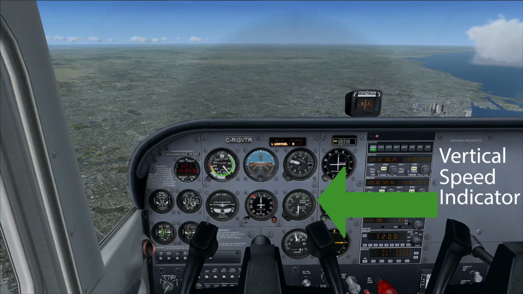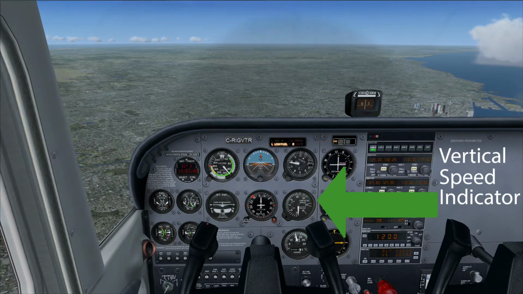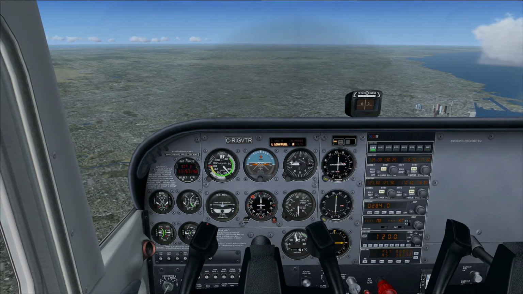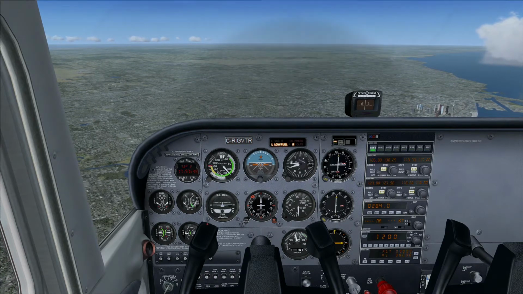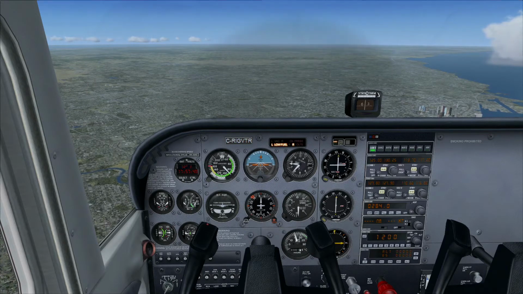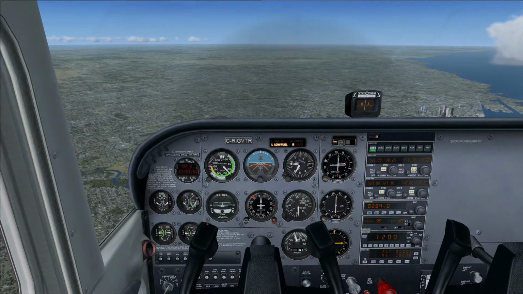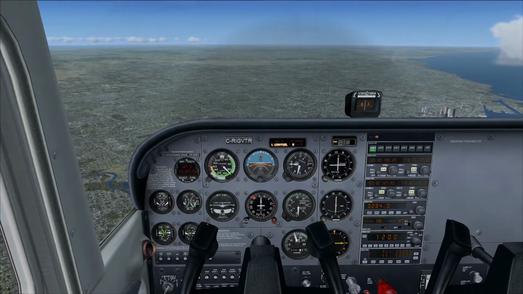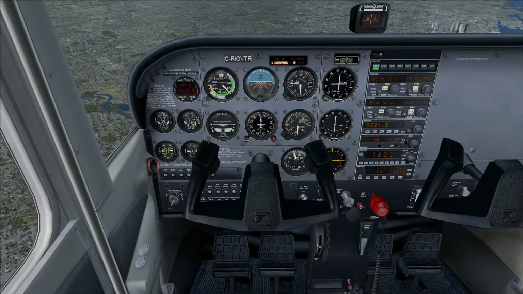Vertical speed indicator tells you how quickly you're gaining or losing altitude. Vertical speed measures how many feet you're gaining or losing per minute. For example, we're losing 1,000 feet per minute right now, and at an altitude of 8,000 feet, it will take us 8 minutes before we reach 0 feet.